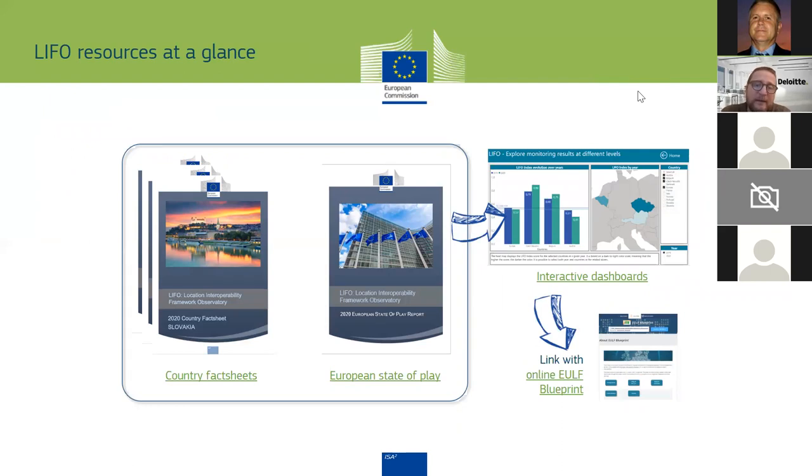First of all, seeing how they relate among each other, the country fact sheets and the European state of play contain the data collected through the interactive data collection process we have held with the contributors, and present them in a comprehensive and explicative way. The data coming from the fact sheets and the state of play, data underpinning data collection, are then presented in interactive dashboards. Those interactive dashboards have in their turn in each dashboard the link with the relevant parts of the ULF blueprint.